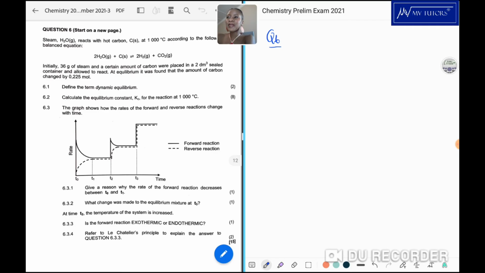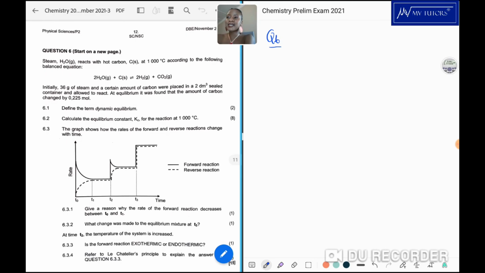Alright, so it says steam, water in gas form, reacts with hot carbon at 1,000 degrees according to the following balanced equation. So it's already balanced, we don't need to balance it. Initially 36 grams of steam and a certain amount of carbon were placed in a 2 cubic decimeter sealed container and allowed to react. At equilibrium, it was found that the amount of carbon changed by 0.225 mole.